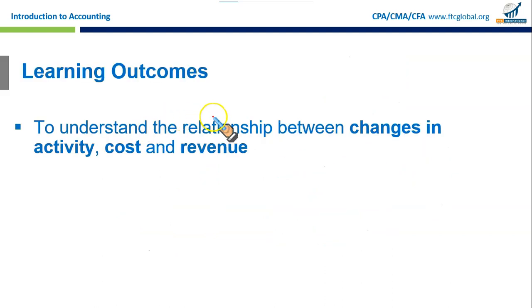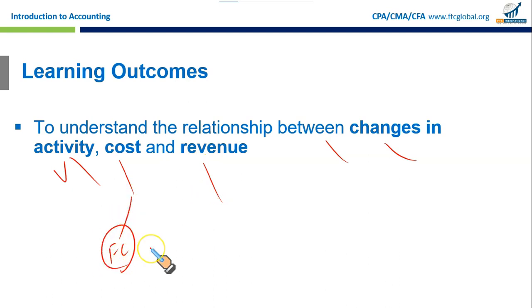Learning outcomes. To understand the relationship between changes in activity, that's volume, changes in cost, fixed and variable, and revenue. Remember, fixed cost is a cost that doesn't change with the level of activity. Produce more or less, sell more or less, fixed cost stays the same. Variable cost, on the other hand, depends upon the level of production, level of sales. It varies in line with the changes in production and sales.